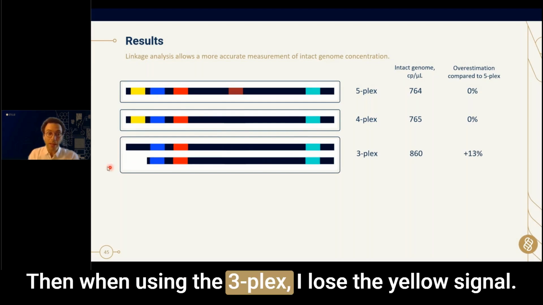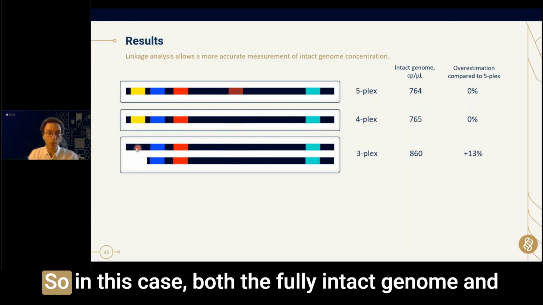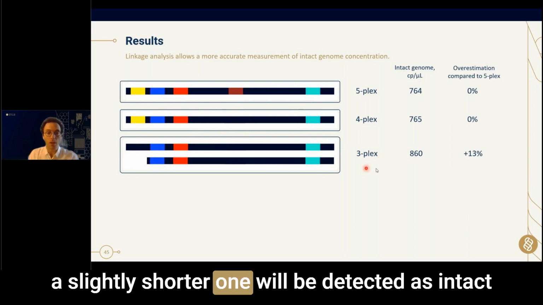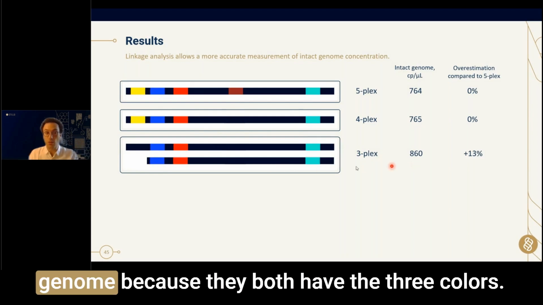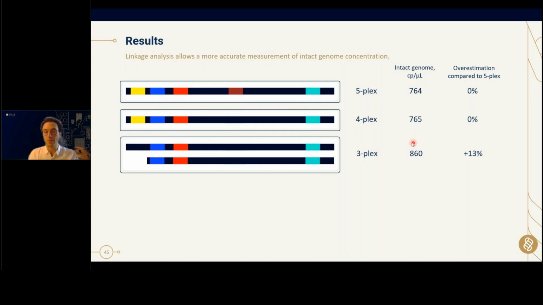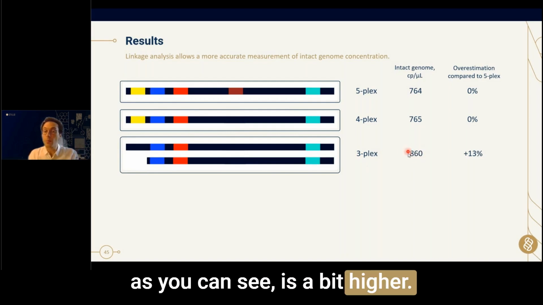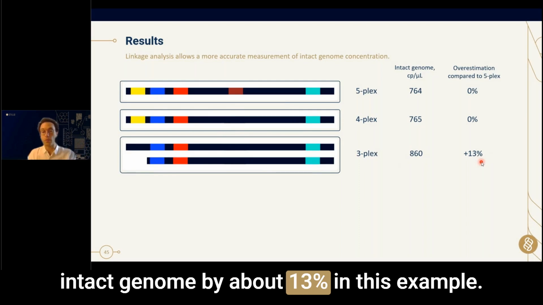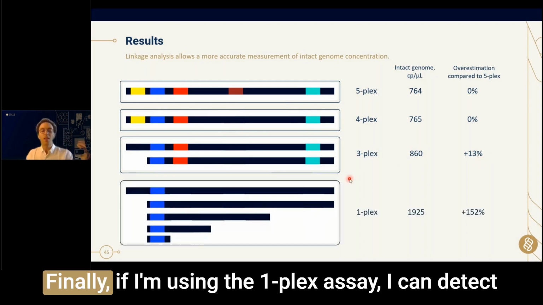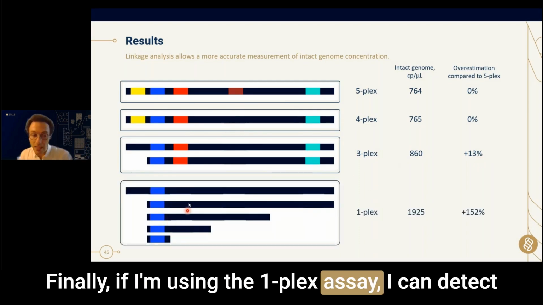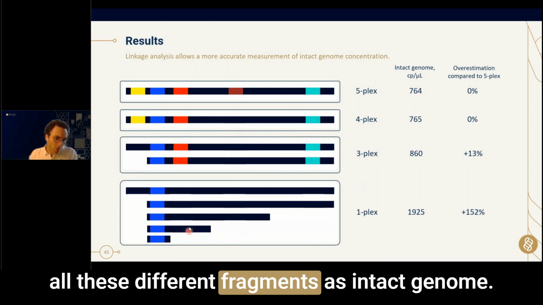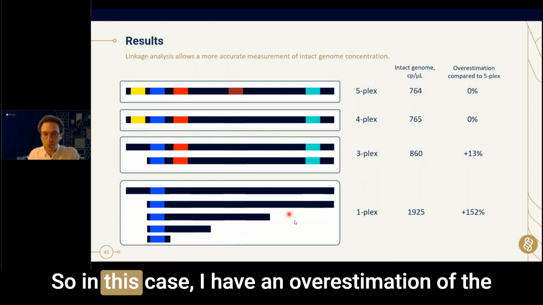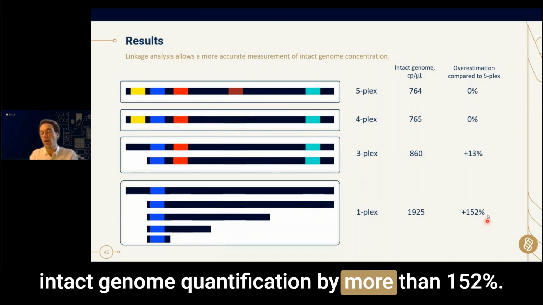Then when using the 3-plex, I lose the yellow signal. So in this case, both the fully intact genome and a slightly shorter one will be detected as intact genome because they both have the 3 colors. And in this case, my quantification, as you can see, is a bit higher. So I will overestimate my proportion of intact genome by about 13% in this example. Finally, if I'm using the single-plex assay, I can detect all these different fragments as intact genome. So in this case, I have an overestimation of the intact genome quantification by more than 152%.